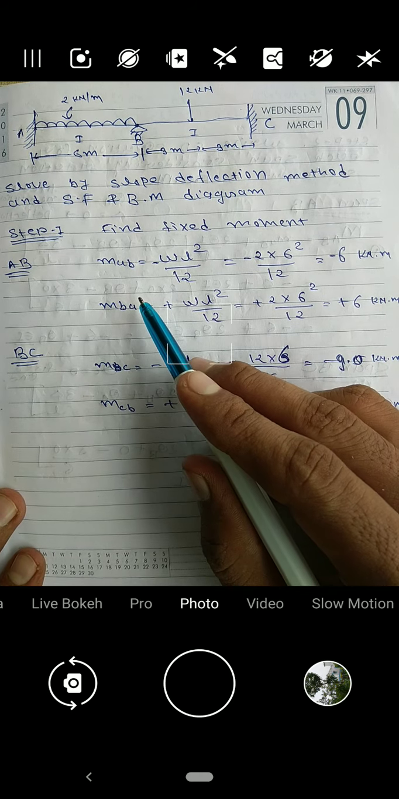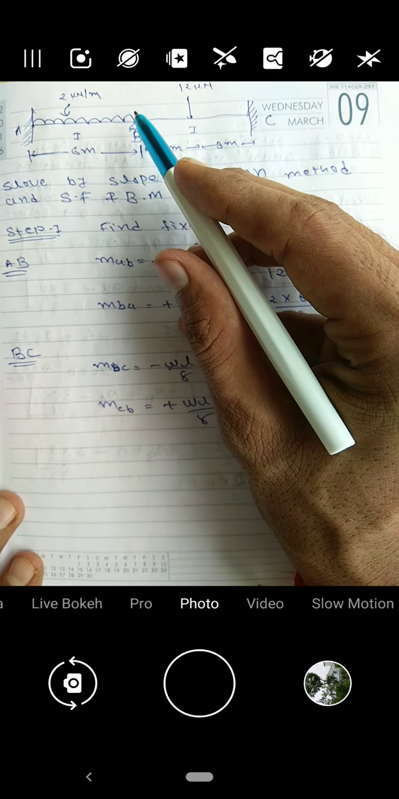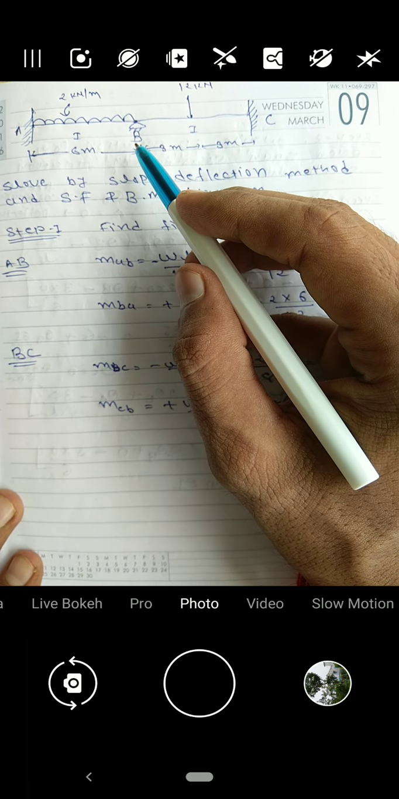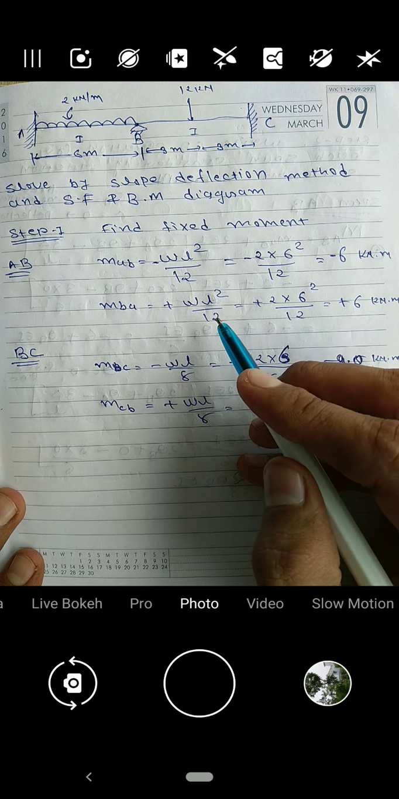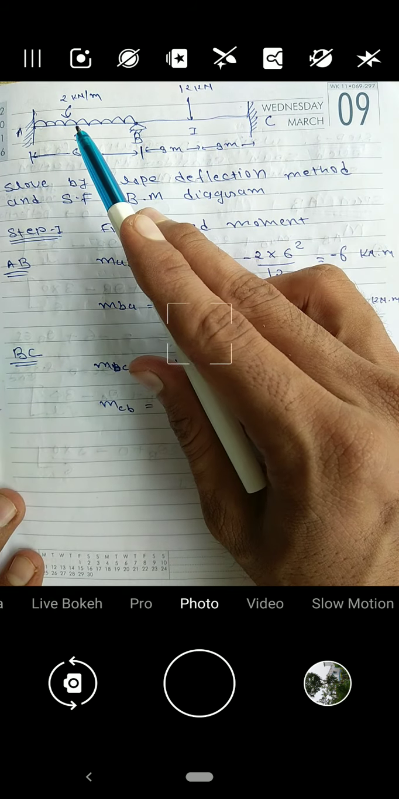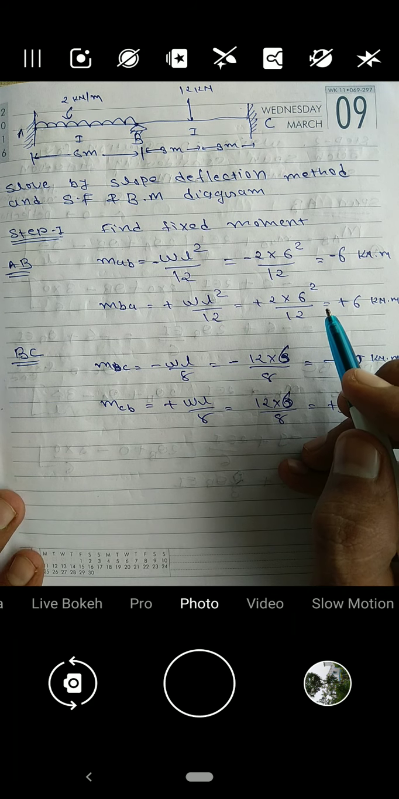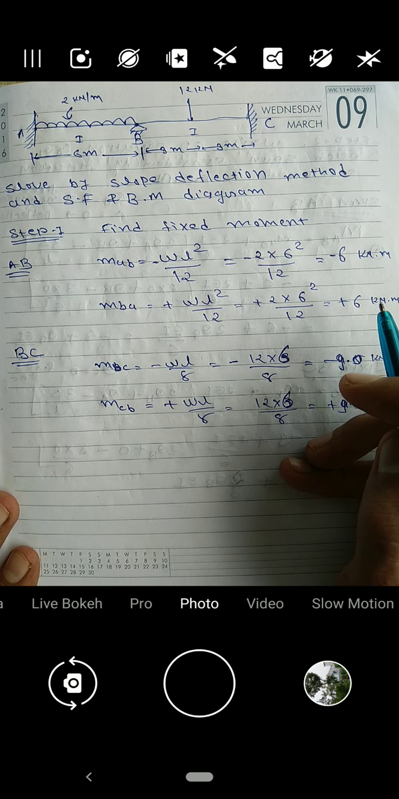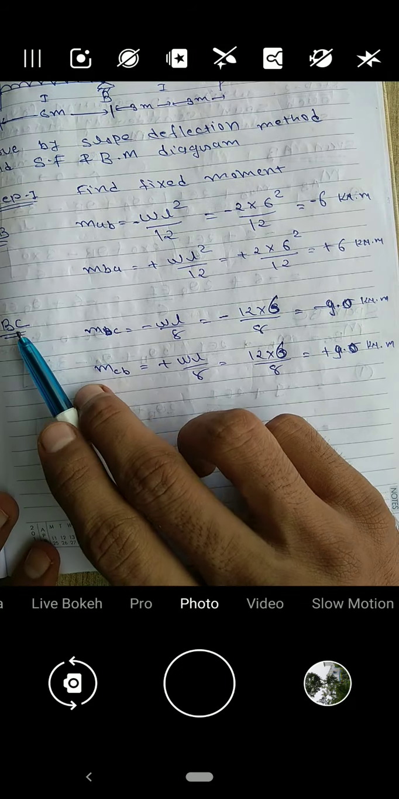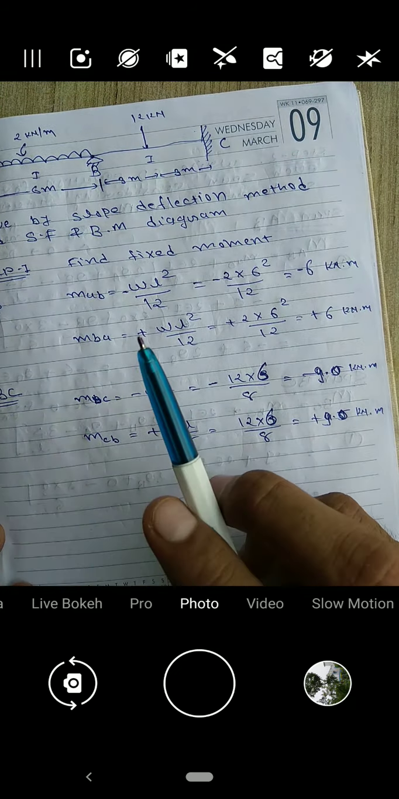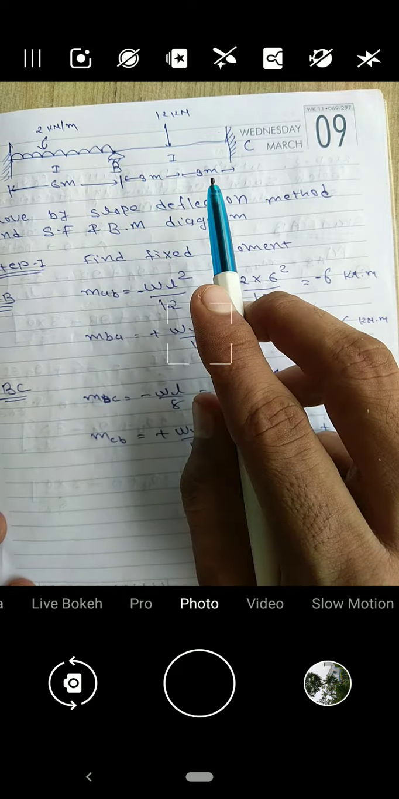In a similar way, MBA is equal to plus WL square by 12. You can see here we consider it as fixed and the moment is applied in a clockwise direction. So MBA is equal to plus WL square by 12. Here the 2 kN and the distance are the same, but the sign is plus, 6 kN per meter. This is for AB. Now the BC: in BC we consider the fixed end moment here, and this is an unequal load.